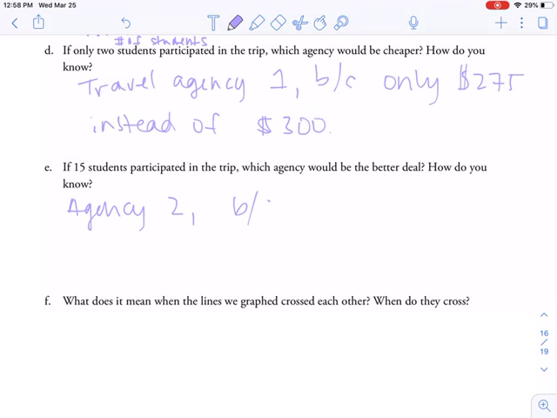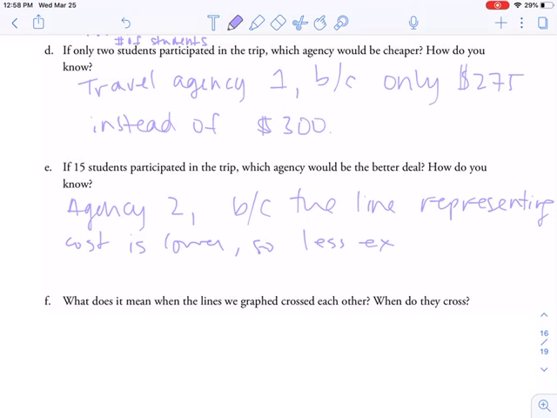Okay, so we are going to say agency 2 because the line representing cost is lower, so less expensive overall. Okay.